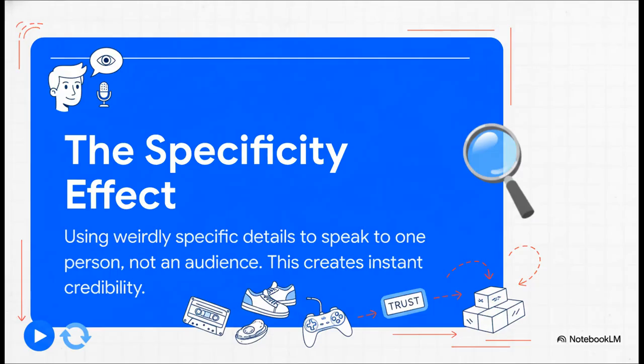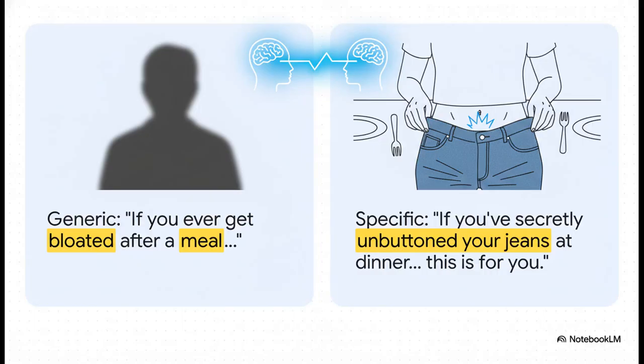All right, let's move on to our next trigger, the specificity effect. The secret here is to stop talking to a crowd and start talking to just one person. When you use these weirdly specific details, your content feels less like an ad and more like a real, shared experience. It builds instant credibility. I mean, just look at the difference here.